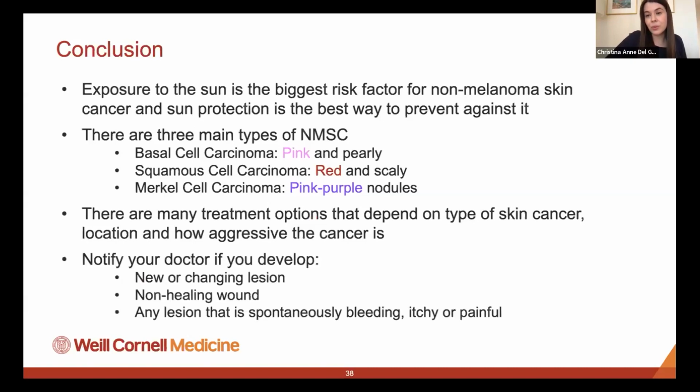And things you always want to tell your doctor about, not wait for your skin check, but tell them right away, if you develop a new or changing lesion, a wound that's not healing, or any lesion that spontaneously bleeds, is itchy, or is painful.